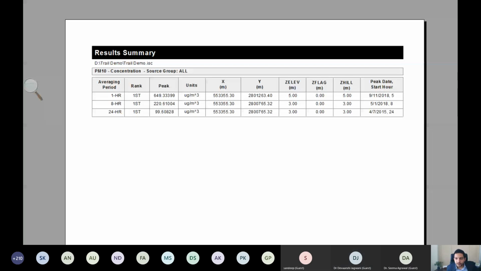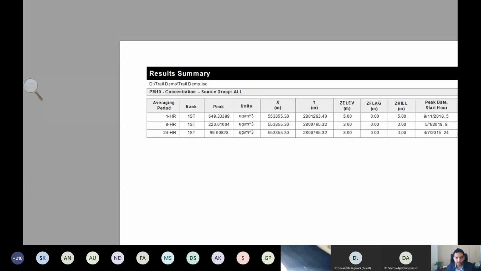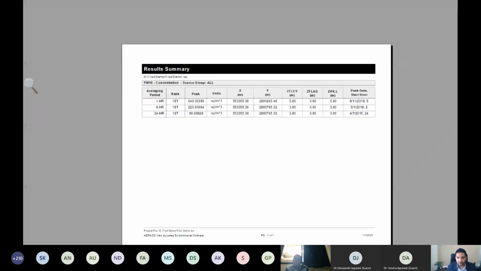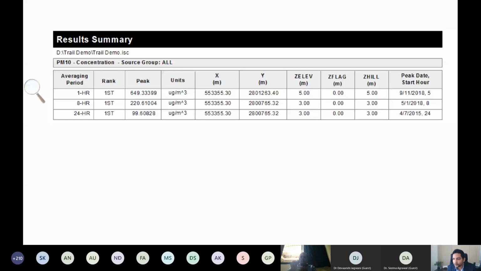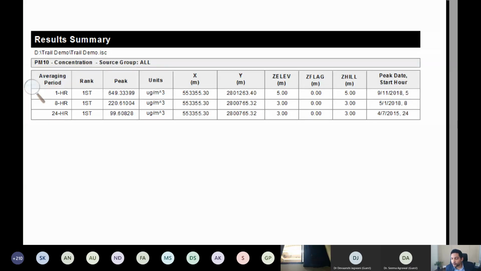So as we can see, for the 1 hour averaging period, the peak concentration is observed as nearly 650 micrograms per meter cube, and this is the location where the peak concentration would be found. It also calculates based on the meteorological data that this peak concentration would be observed under similar meteorological conditions to those on 9th of November 2018 at 5 a.m. in the morning.